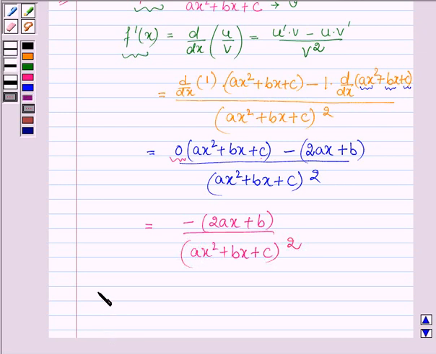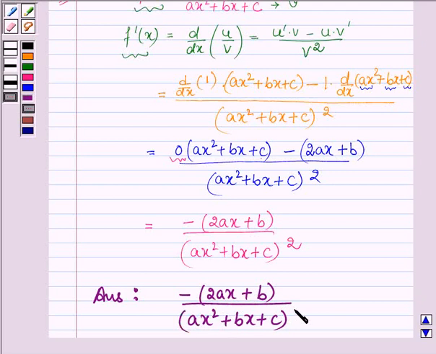Thus on differentiating the given function we get minus (2ax plus b) upon (ax square plus bx plus c) whole square.